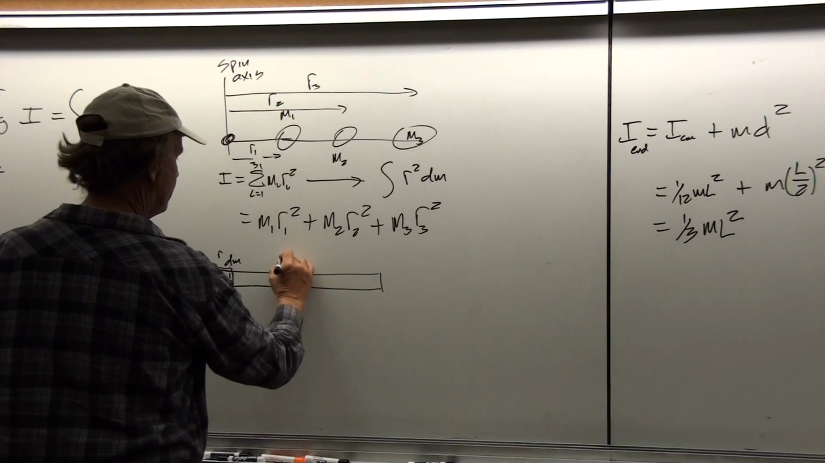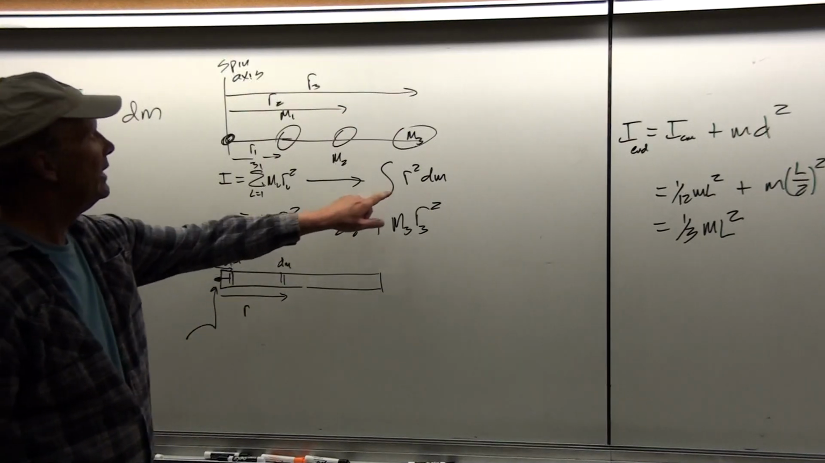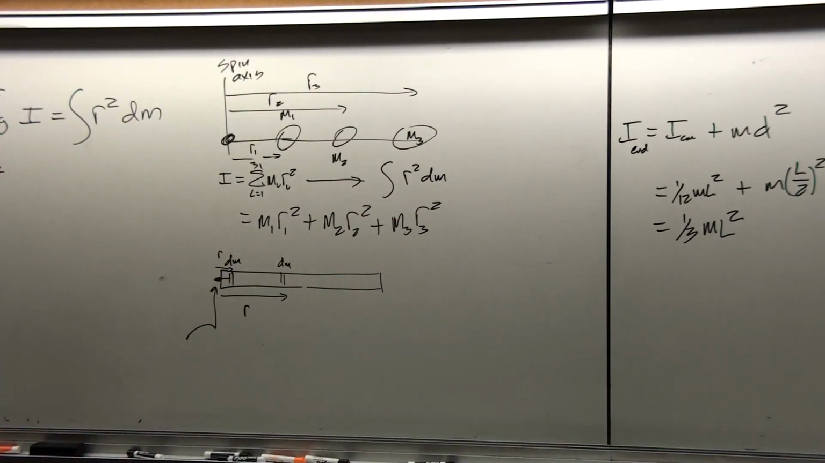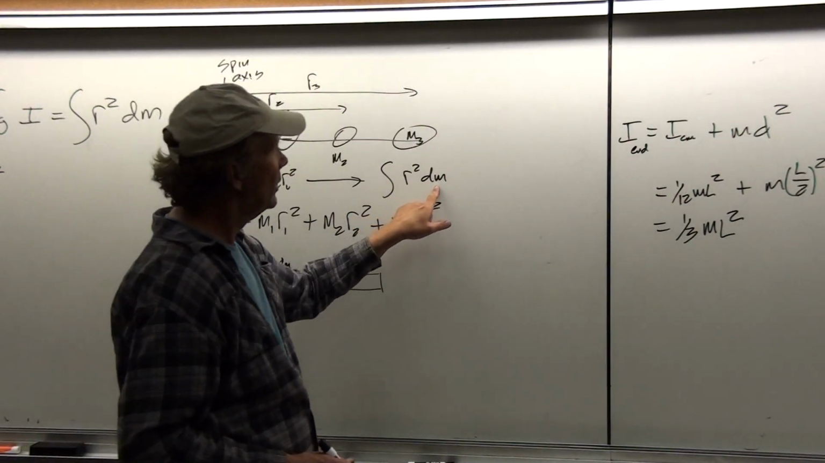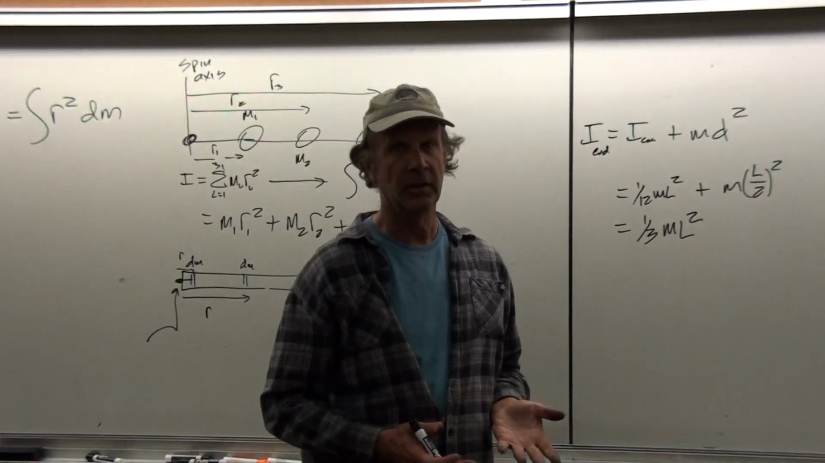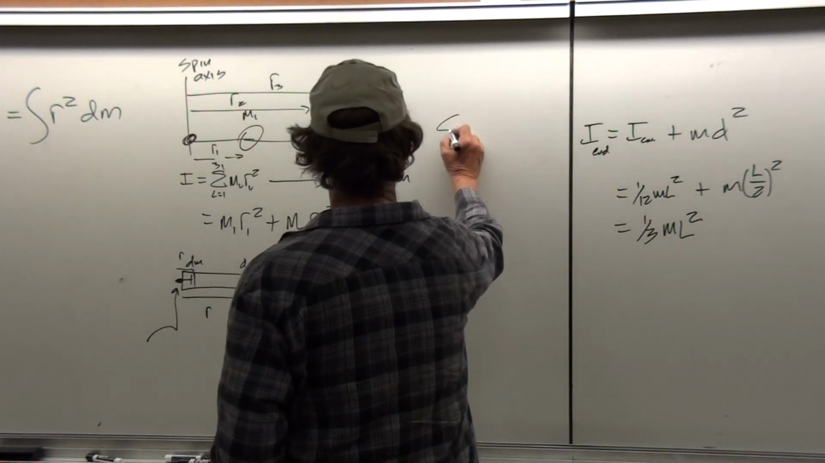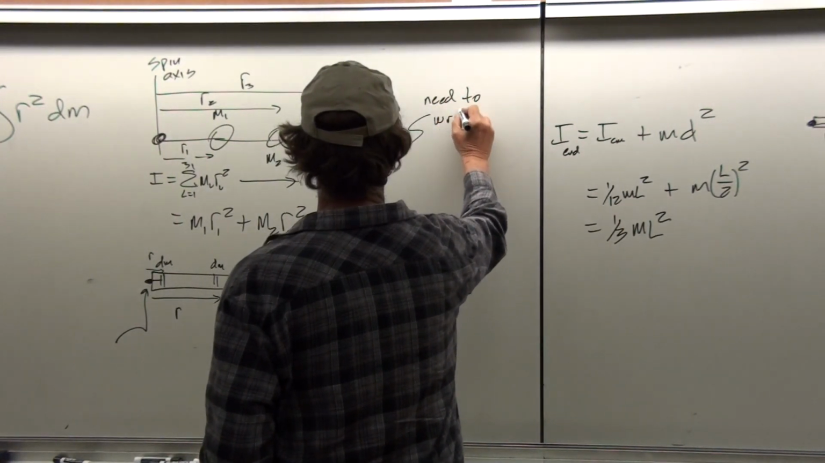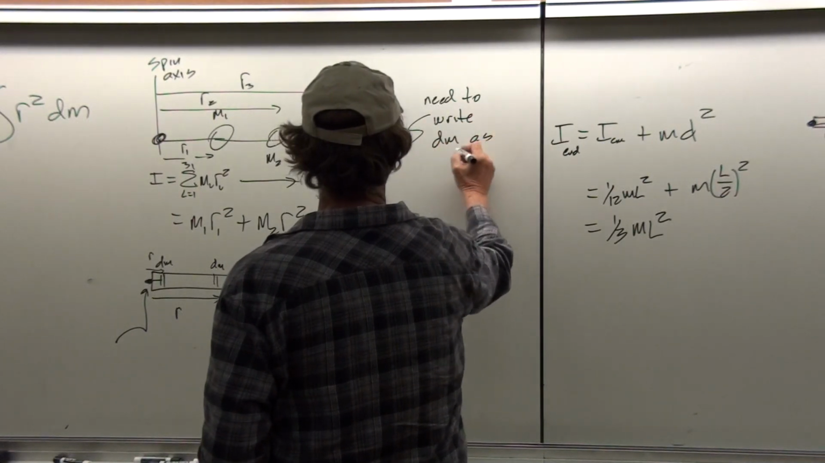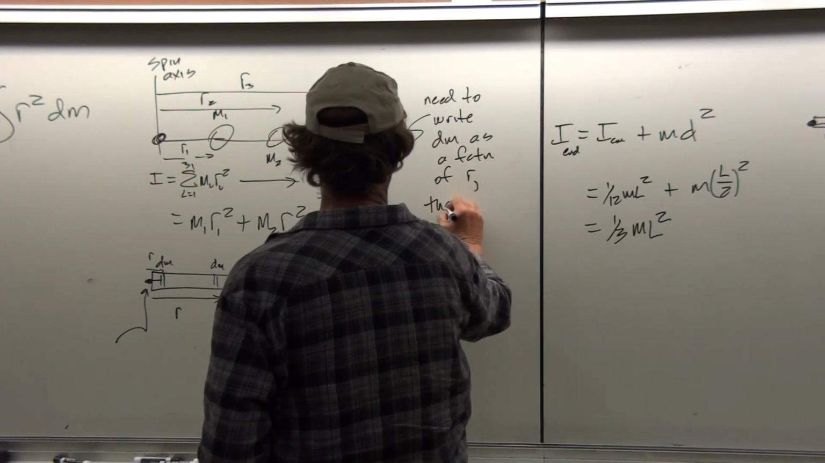Then this dm has a bigger r associated with it. And so we're going to need to integrate these mass elements over that distance. The only problem with doing this, though, is that m is our integration variable. That means we have to write r as a function of m, so that we can integrate over r.